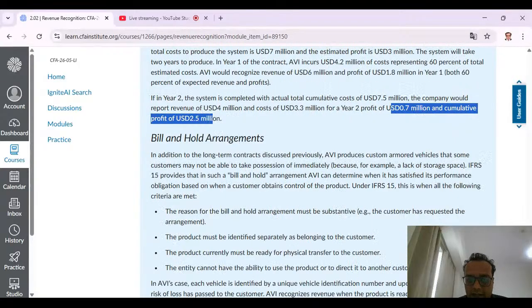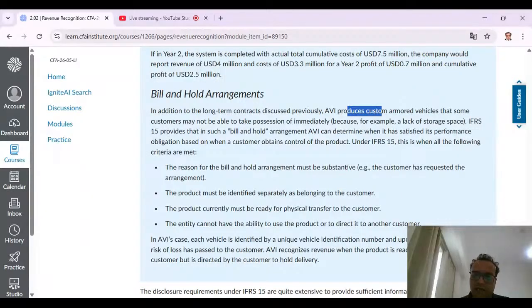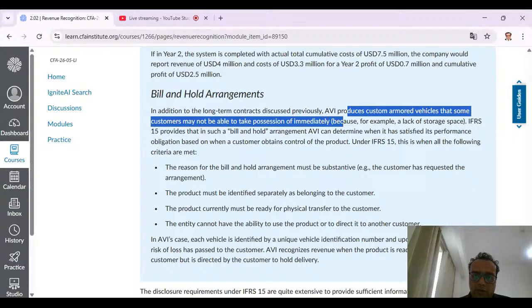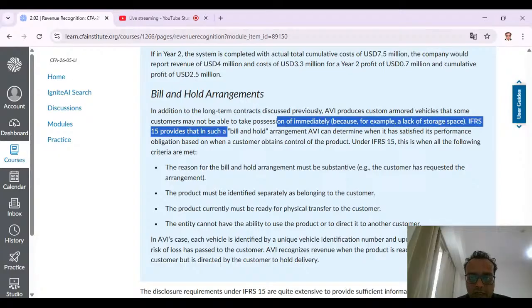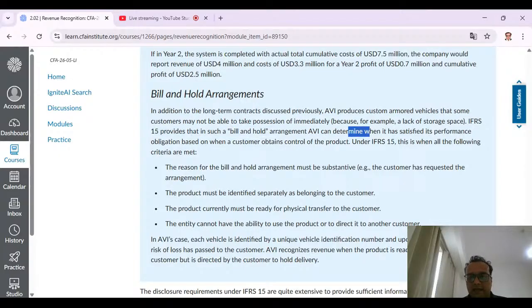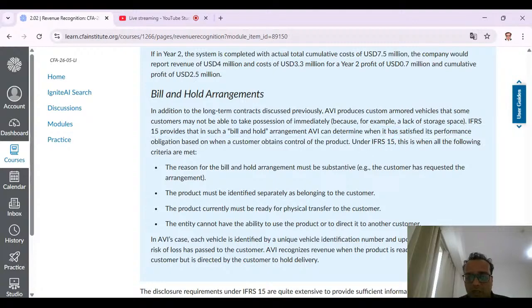The other type of arrangement which is critical in the revenue recognition is bill and hold arrangement. In addition to the long-term contract, EVI produces custom armored vehicle that some customers may not be able to take possession of immediately because, for example, lack of storage space. Okay, you build it, but you are not able to take the possession. IFRS 15 provides that in such bill and hold arrangement, EVI can determine when it has satisfied its performance obligation based on when the customer obtains control of the product. This is when and only when the following criteria are met.